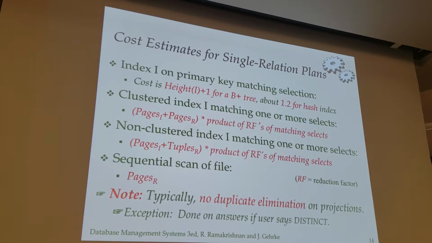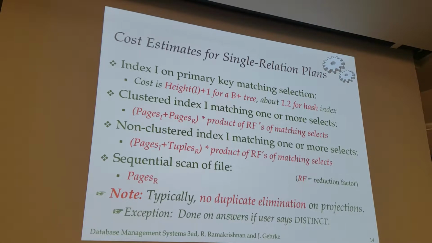Now that would be true if you're using the non-clustered index to get all the tuples, which by the way would be a dumb thing to do. You're much better off using just a straight scan, just looking through all the pages of R, which is going to be a lot better. But if you're doing this for all, then if you have a reduction factor of the matching selects, you multiply that by the product, assuming independence, that you have for the reduction factors, and that's going to be the cost, because, basically, if you only have to touch 1/1000th of the tuples, then it's going to be 1/1000th of this.